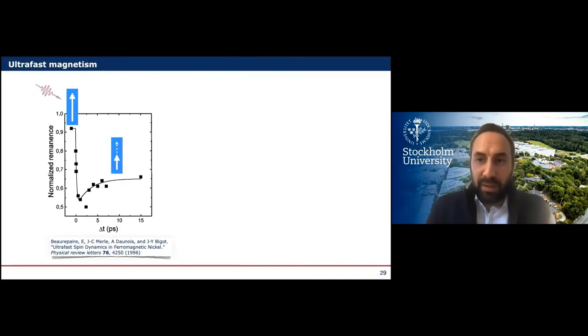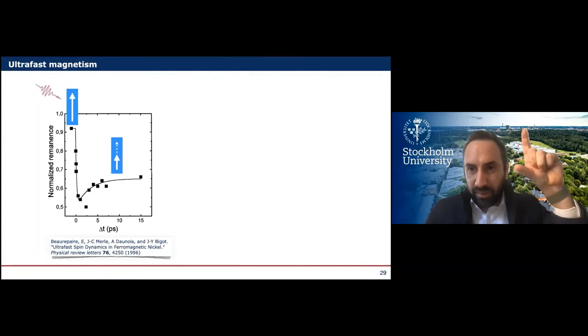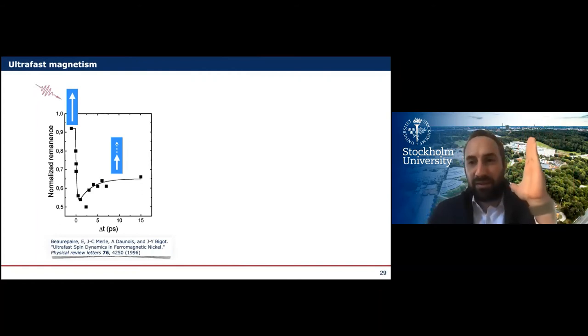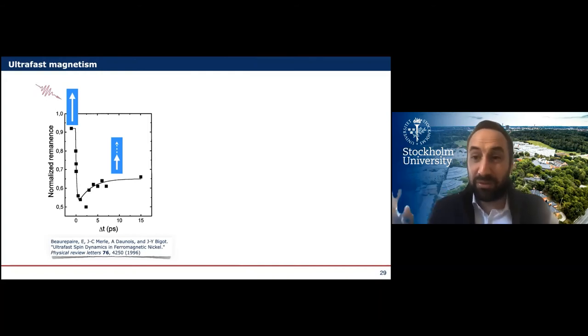by the group of Jean-Yves Bigot more than 20 years ago now, when they noticed that if you take a ferromagnetic material, nickel, and you shoot a femtosecond laser on it, then the magnetization quenches, so it goes down. You have a magnet of a certain strength, it becomes half the strength in less than a picosecond. This was against all the wisdom about magnets. Magnets are much slower, it was thought to be in the textbooks. So no one understood this.